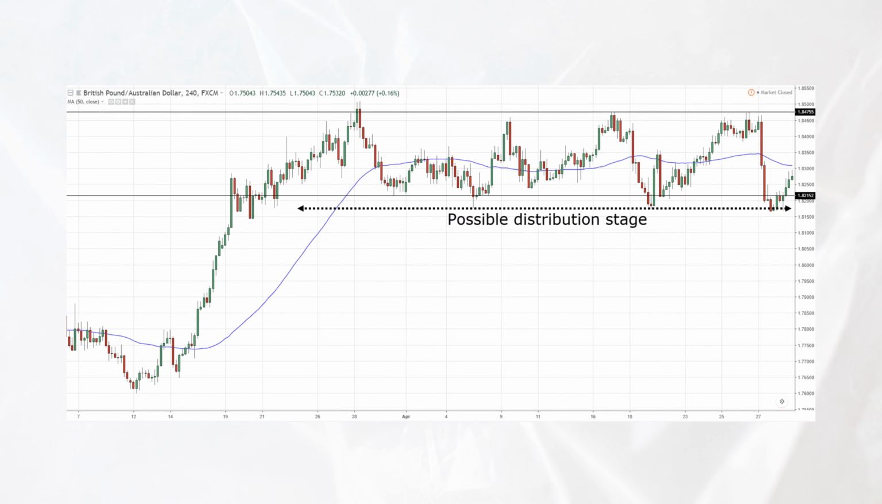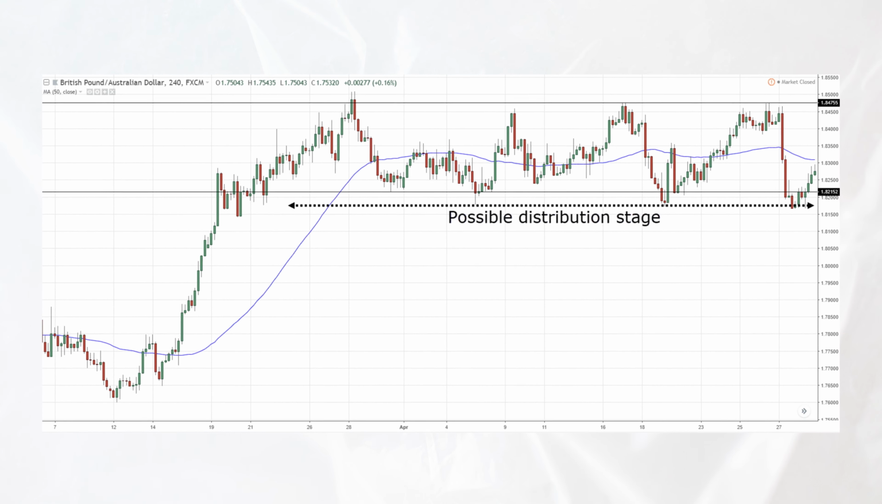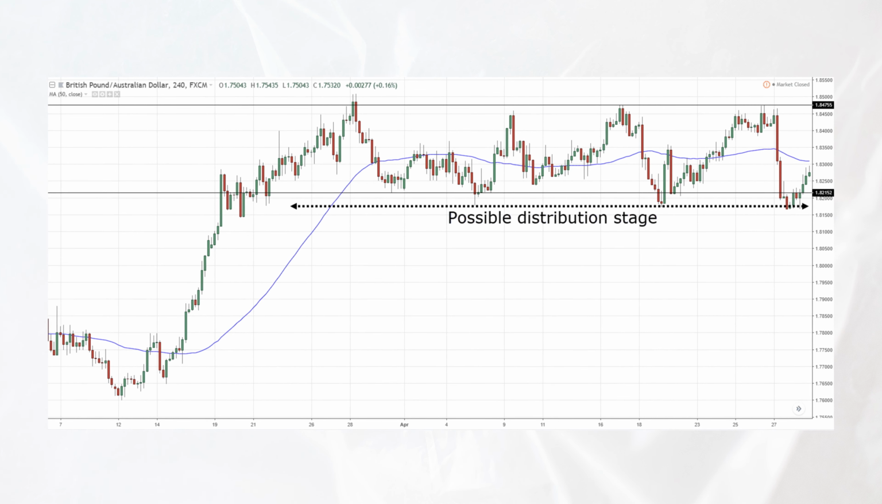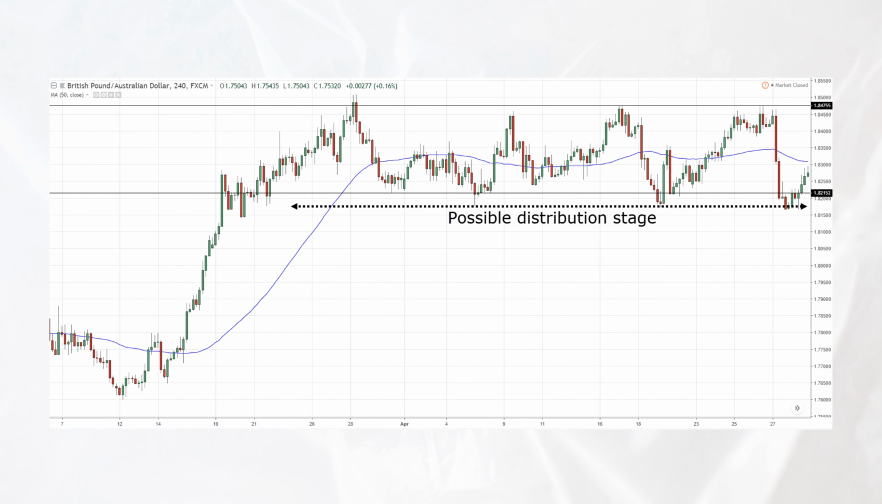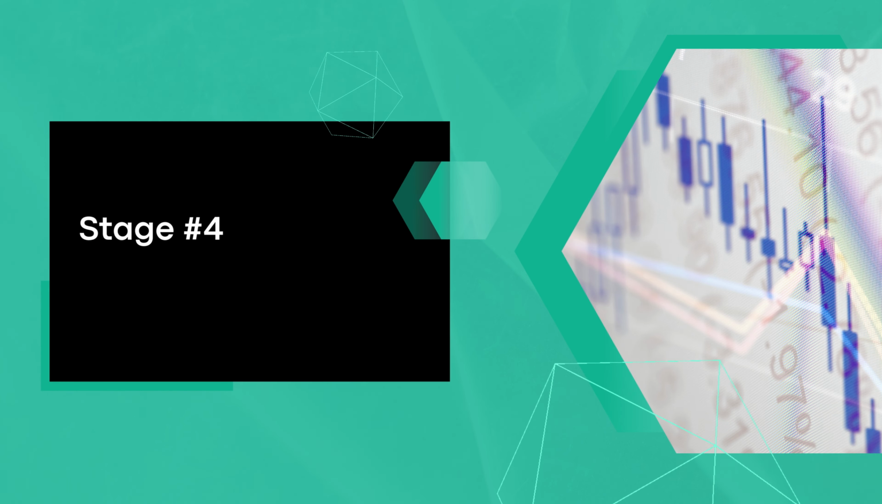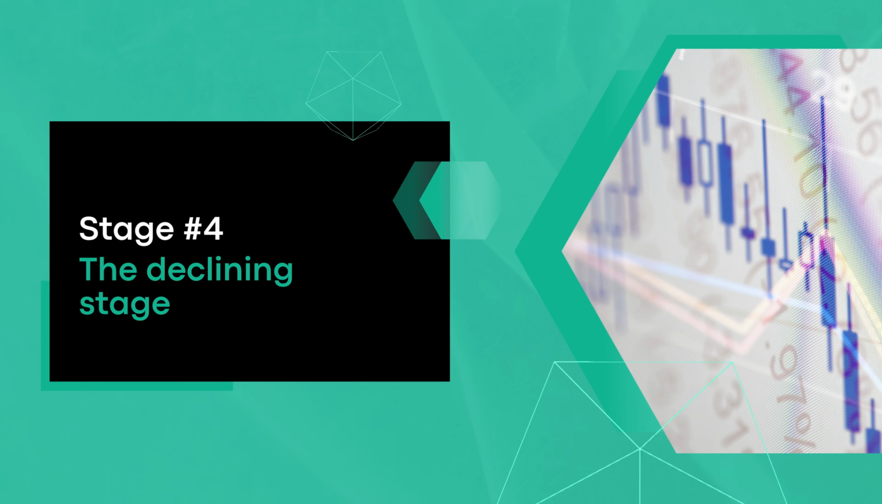Here is an example. Now, there's no guarantee that the market will reverse after trading from here, but it alerts you to the possibility that the bulls are getting weak and the bears could take control and push price lower below the lows of the range. Stage 4. The declining stage.